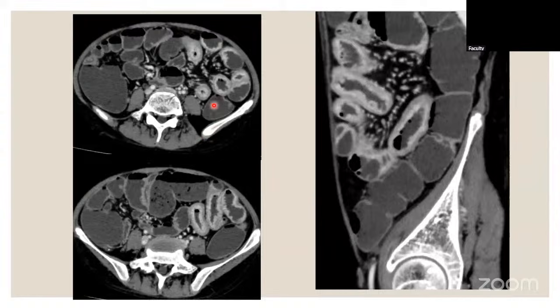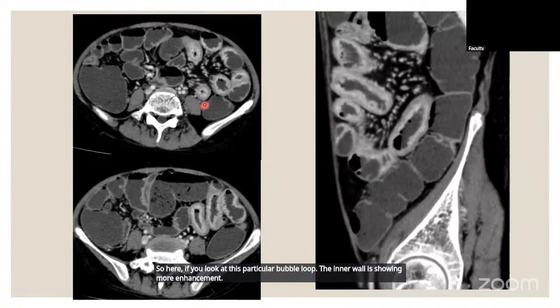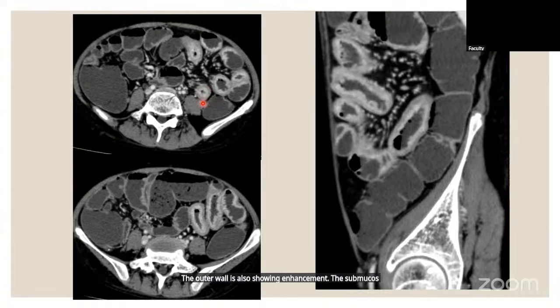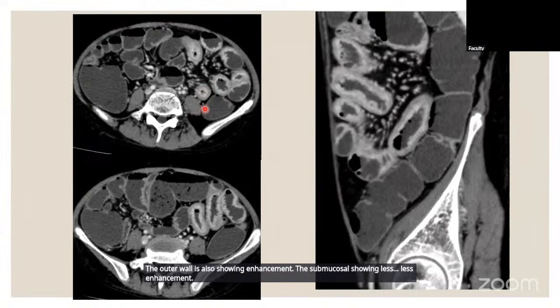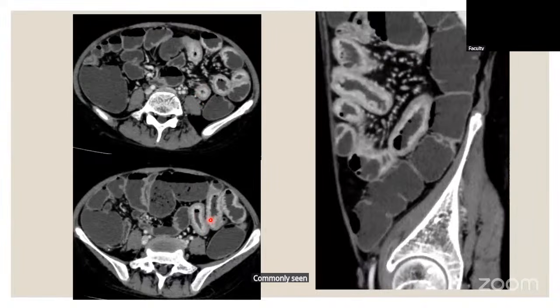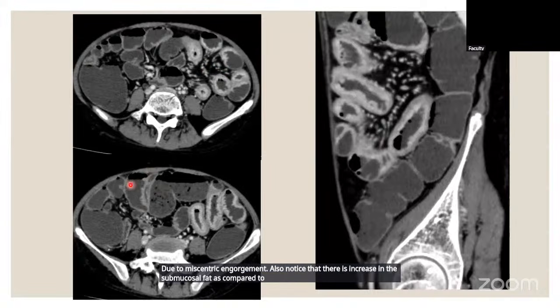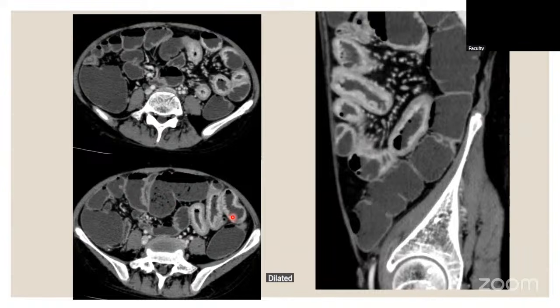So here, if you look at this particular bowel loop, the inner wall is showing more enhancement, the outer wall is also showing enhancement, and the submucosa is showing less enhancement. This is called trilaminar enhancement pattern or mural stratification, commonly seen with the acute enteritis of Crohn's disease, associated with Comb's sign due to mesenteric engorgement. Also notice that there is increase in the submucosal fat as compared to the other dilated bowel loops.